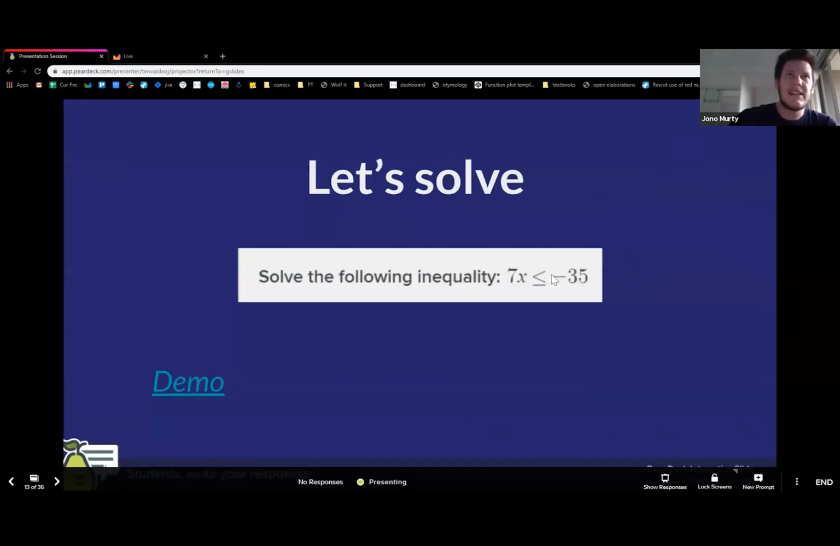So this is a slightly trickier one now. This is where the difference between inequalities and equations becomes obvious. This is the one trick you really need to be aware of. So I'll give a bit of extra time for this one.